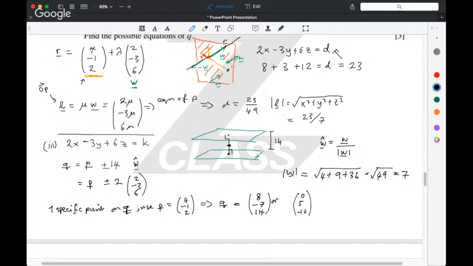And then all you need to do is, like we did before, these are both points on the plane Q. So just plug them back into the equation and get your two values of K. And that is the possible equations. That's why I'm saying possible equations. There are two values.